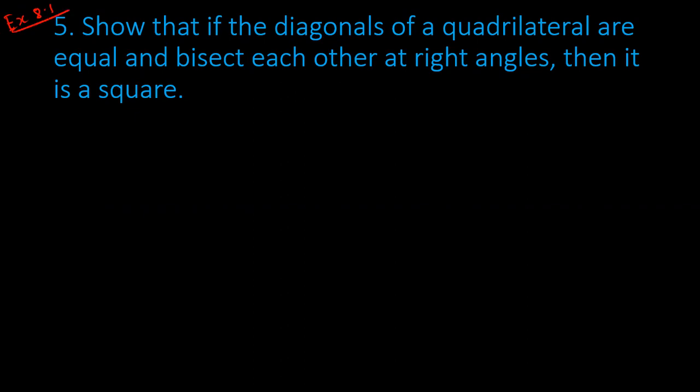Today we're going to be seeing exercise 8.1, question number 5, and let's see what the question is. Show that if the diagonals of a quadrilateral are equal and bisect each other at right angles, then it is a square.